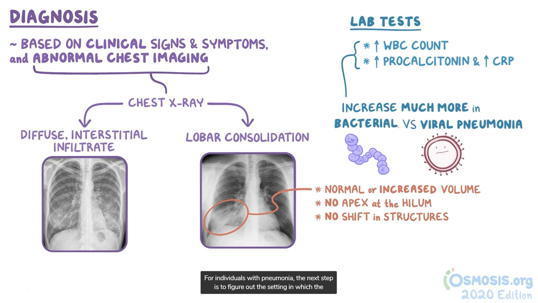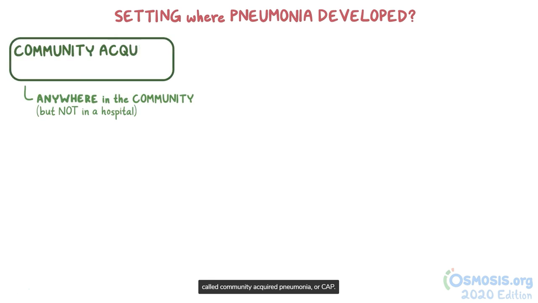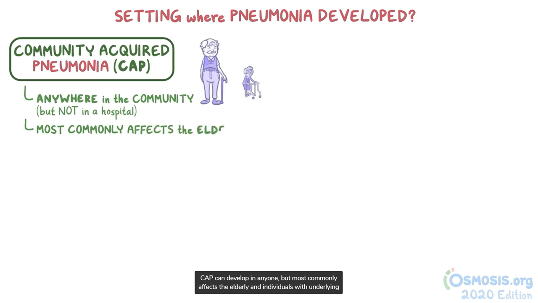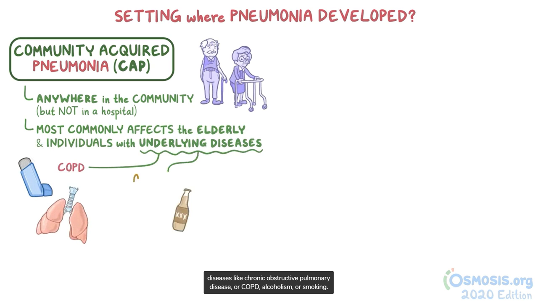For individuals with pneumonia, the next step is to figure out the setting in which the pneumonia developed. If the pneumonia was acquired anywhere in the community, but not in a hospital, it's called community-acquired pneumonia, or CAP. CAP can develop in anyone, but most commonly affects the elderly and individuals with underlying diseases, like chronic obstructive pulmonary disease, or COPD, as well as alcoholism or smoking.